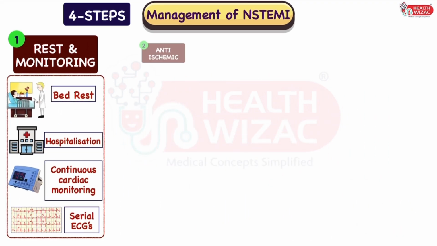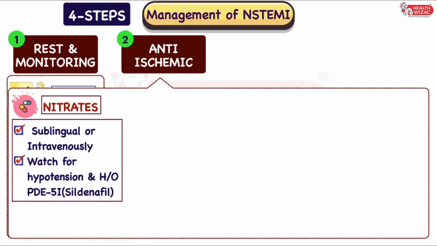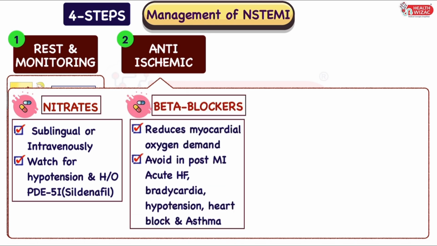Step 2, that is anti-ischemic treatment, includes the use of nitrates, either sublingual or intravenous, but it should be avoided in case of hypotension or if the patient has a history of using sildenafil within 24 to 48 hours. Beta blockers are also administered, as they help in reducing myocardial oxygen demand, but should be avoided if the patient has post-MI acute heart failure, bradycardia, hypotension, heart block and asthma.